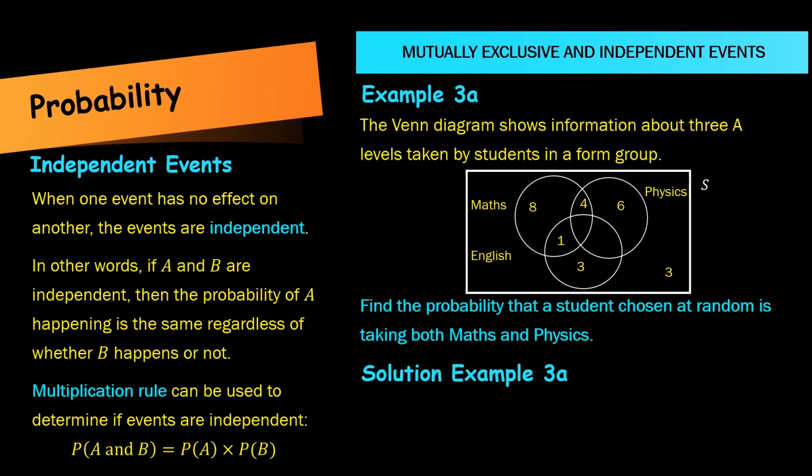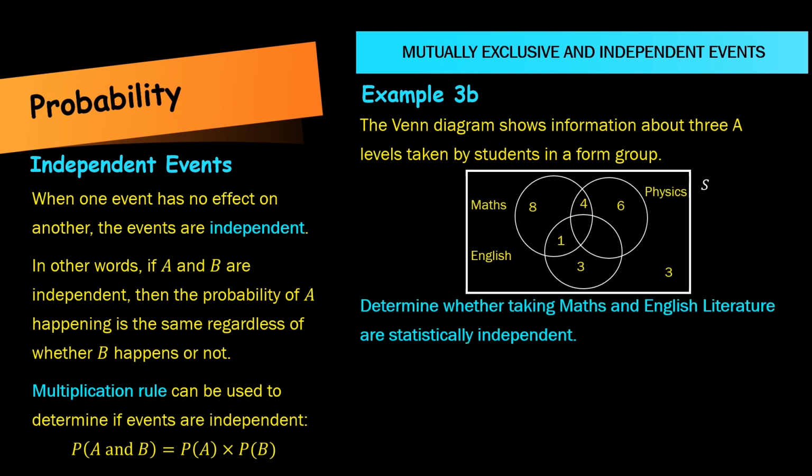So let's solve this. Now the probability that the student is taking maths and physics is 4, which is in the region of maths and physics together, as shown in the Venn diagram, divided by 25, which is the total number of students altogether. And all these numbers in the Venn diagram have now been highlighted in red.